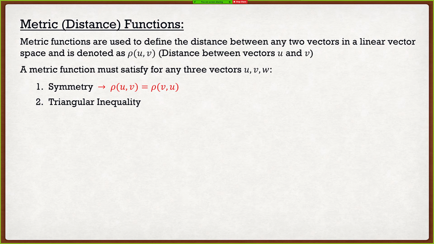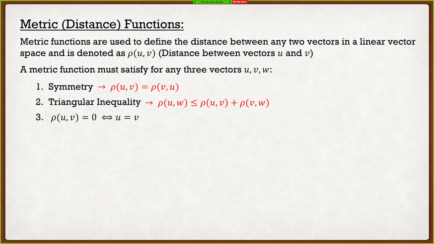The second one is the triangular inequality. The distance between vectors u and w must be less than or equal to the distance between vector u and v plus the distance from vector v to w. And then finally, the third one: if the distance between vectors u and v is equal to 0, the only way that is possible is if the vector u and the vector v are the exact same vector.